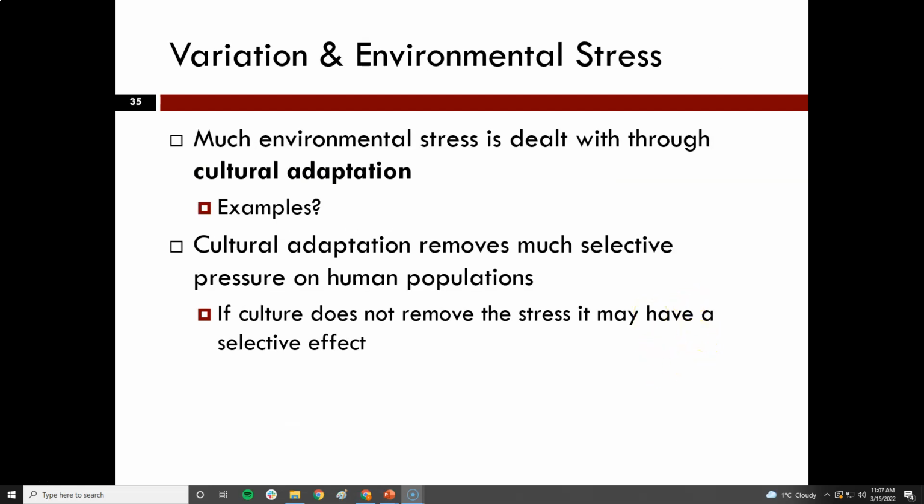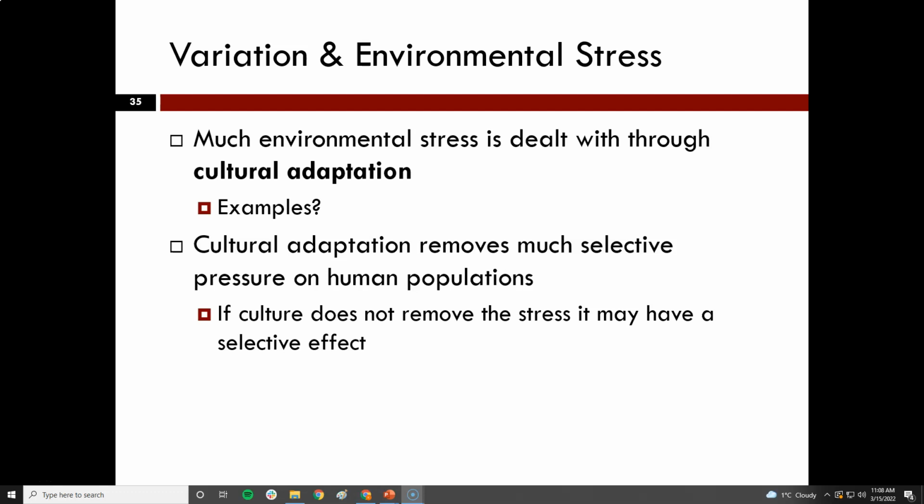We have to remember, however, that environmental stress is also dealt with through cultural adaptation. So what are some examples of these? Come up with these and we'll talk about them in class. I mean, we're now into spring number 3, and I'm sure you'll have many examples of this. And it's just important to note that one of the things that we see when we examine human evolution is that indeed our cultural adaptation has removed a lot of selective pressures on human populations, and particularly environmental stresses, as a selective pressure on human populations.